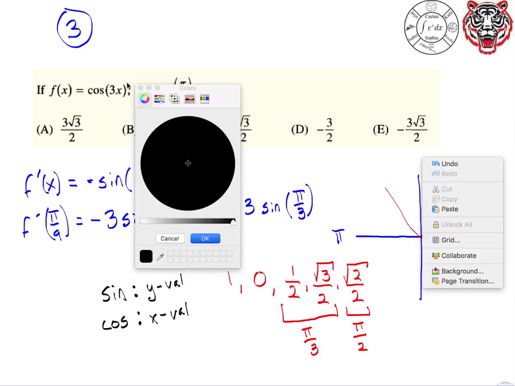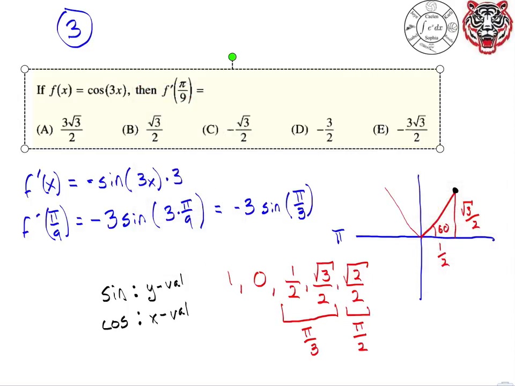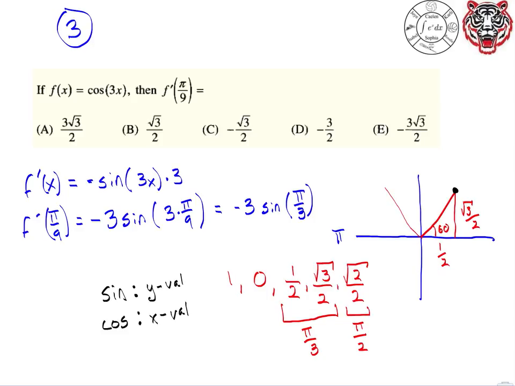What's going on? Sine of pi over 3, girls. Come on, help me out.